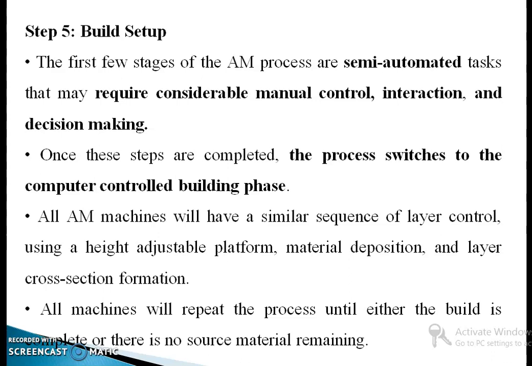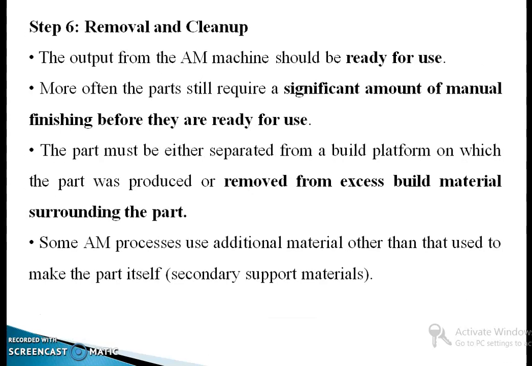These are the main parameters which are operated automatically. All machines will repeat the process until either the build is complete or there is no source material remaining. What is your sixth step? After completion, or after ending the last layer of your product, you'll get the finished product. The sixth step is removal and cleanup.